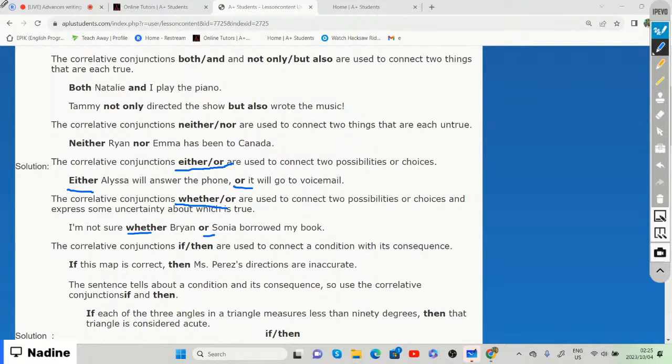So the correlative conjunctions if or then are used to connect a condition with its consequence. For example, if this map is correct, then Miss Perez's directions are inaccurate. So if this map is correct, then Miss Perez's directions are inaccurate.